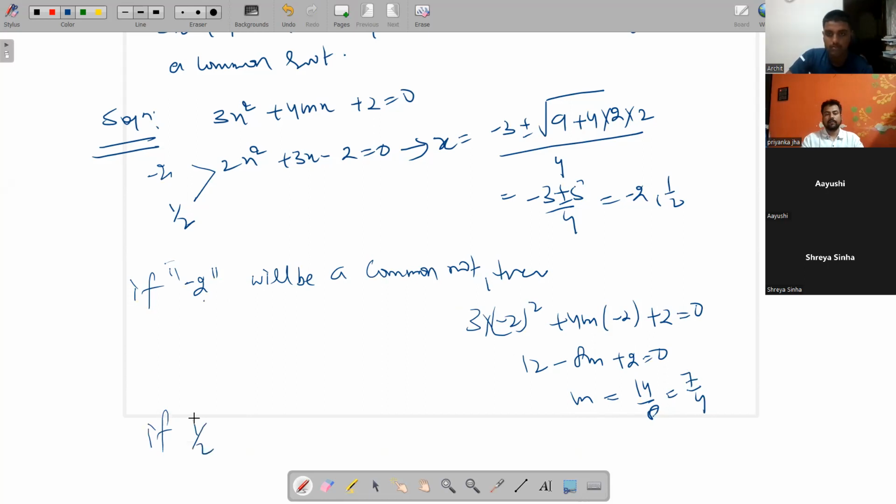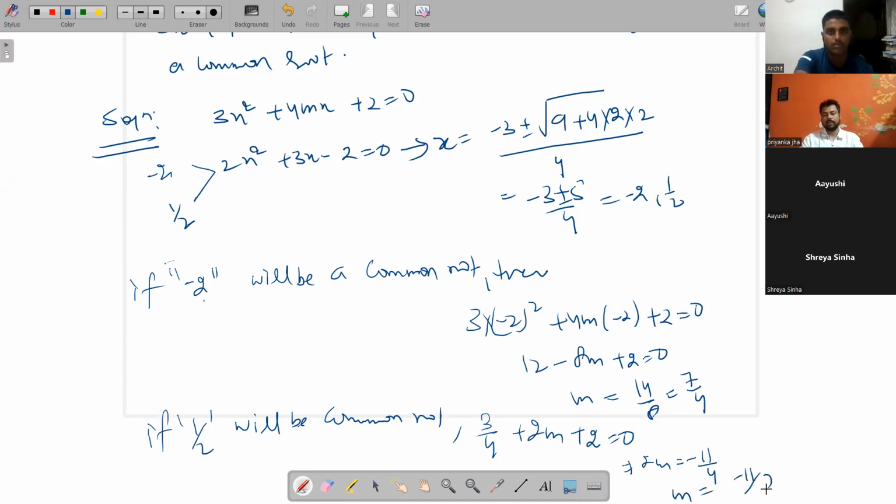And if half will be the common root, so half will satisfy this equation. So this is 3 upon 4 plus 2m plus 2 equal to 0. So 2m can be minus 11 by 4. So m will be minus 11 by 8. So that's how we can find the value of m.